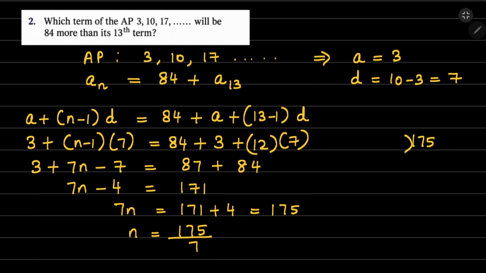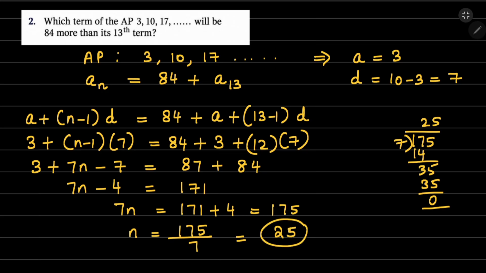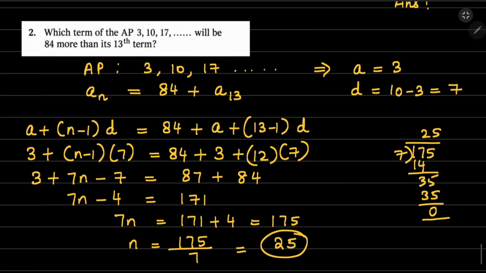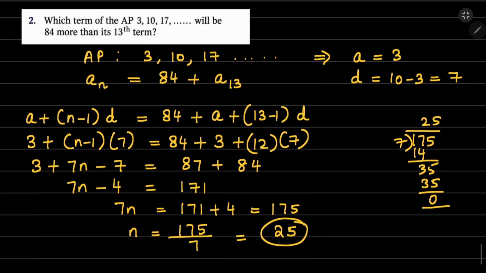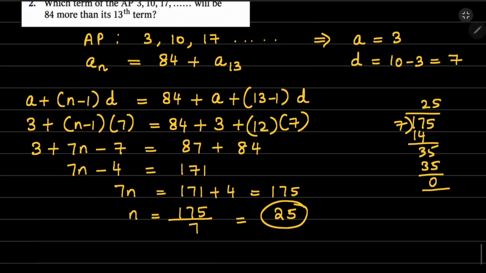Let's divide and see what is the value of n. So 175 divided by 7. 7 2s are 14, 35. 7 5s are 35. So what is the value of n that you're getting? N is 25, which means the 25th term of this AP will be 84 more than the 13th term, right? Okay, so we can even prove it. How will you prove it?